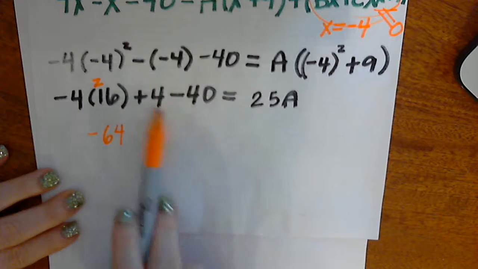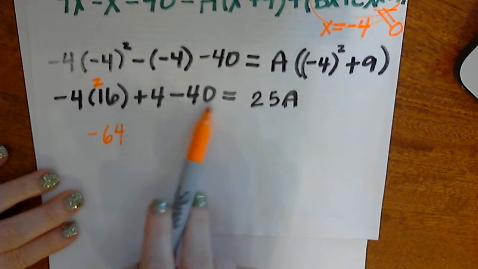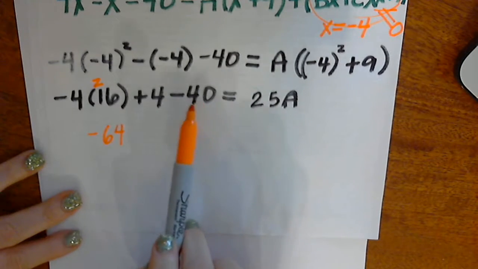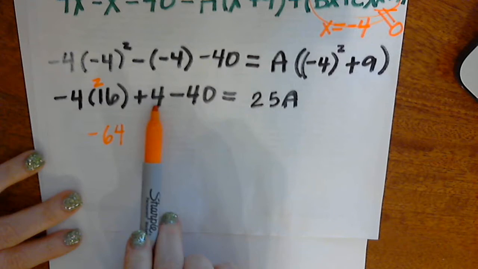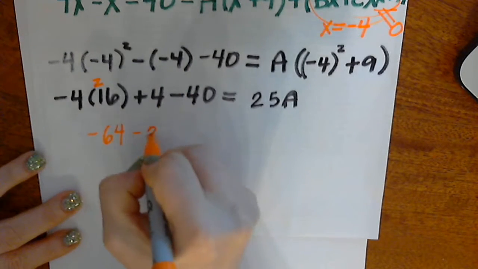Now when you're subtracting, you always keep the sign of the bigger number. The minus 40 is bigger and it's negative, so we're going to keep the negative. If you want to think of it as 40 minus 4, and then keep the negative, if you like that better. Minus 36.